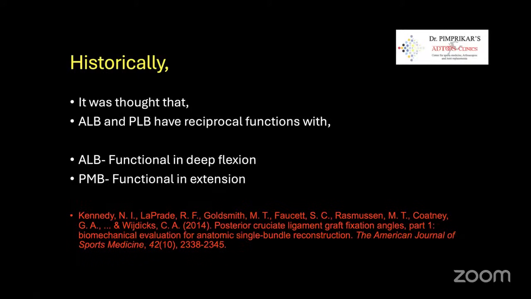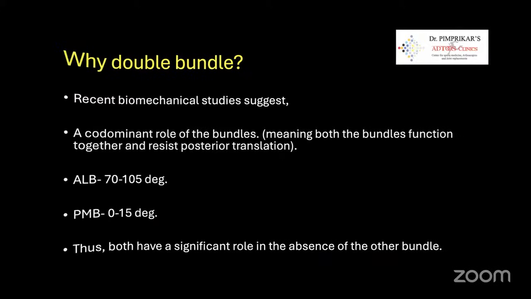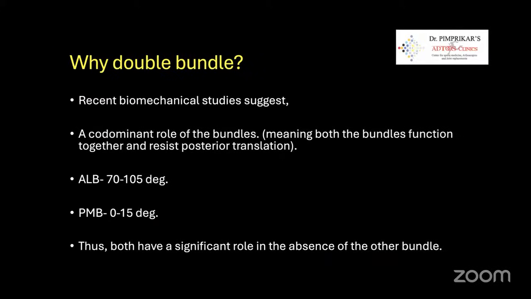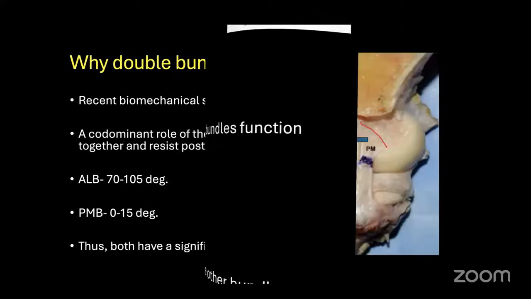Historically, as Ranjit very rightly pointed out, it was thought that ALB and PMB have reciprocal functions, with ALB functioning in flexion and PMB in extension. But recent biomechanical studies suggest that they have a codominant role, and ALB functions at 70 to 105 degrees of flexion, whereas PMB functions at 0 to 15 degrees, which means that both the bundles are active throughout the range of motion, and that probably forms the basis of why we do a double bundle PCL reconstruction, and biomechanically sounds to be a better option as compared to single bundle.